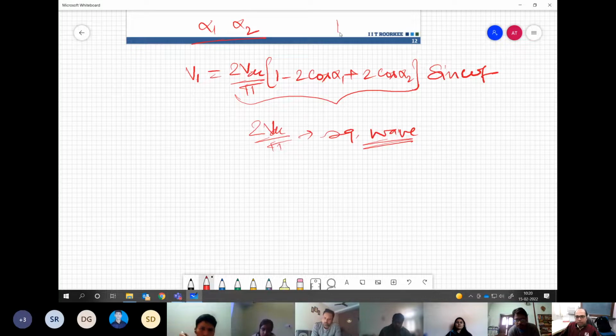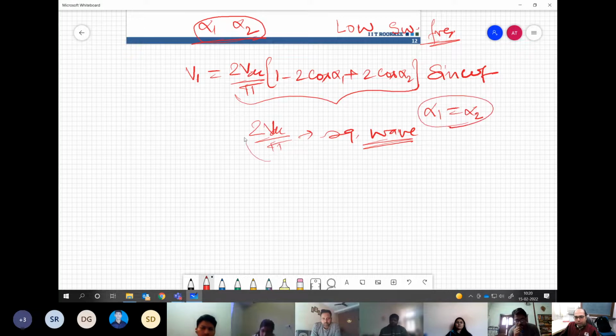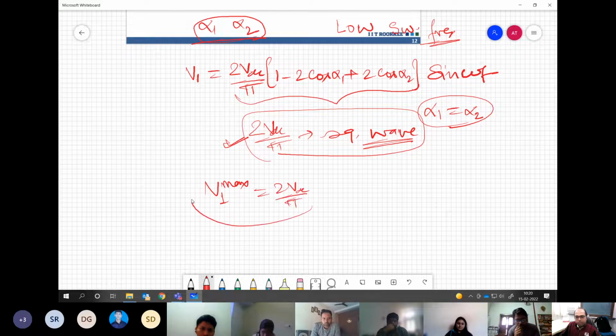I am talking about a particular PWM which can be classified as low switching frequency, which means we are discussing on the basis of the switching angles within the PWM voltage. So maximum what may happen is that alpha 1 may go equal to alpha 2 and then you will have a square wave operation, which gives the maximum voltage applied on the motor. So V1 max we can say is basically 2 VDC by pi.